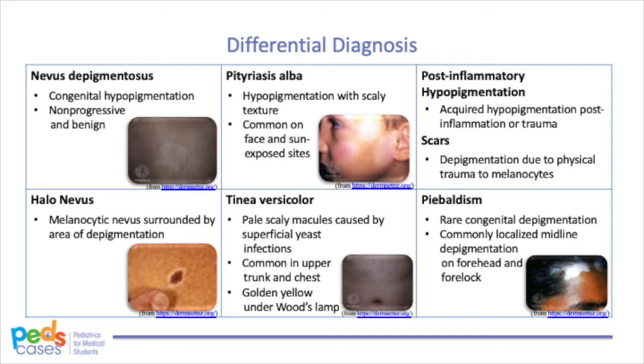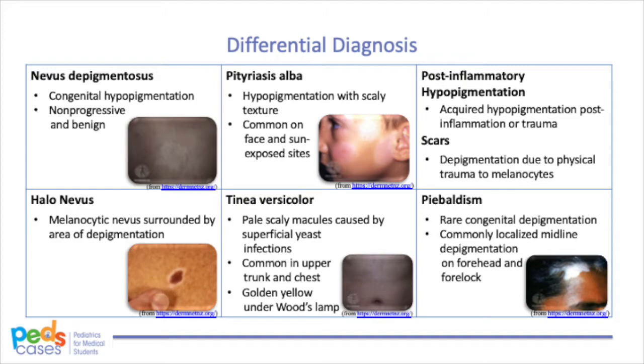Although vitiligo is the most common diagnosis for a white macule or patch, there's a list of differential diagnoses you need to consider. We will talk about them one by one. Nevus depigmentosus is a congenital hypopigmentation condition. Associated skin lesions are non-progressive and benign, and usually present at birth. Pityriasis alba presents with hypopigmented areas that appear to have a scaly texture. Most lesions are found on the face, but some exposed areas are also commonly affected sites.